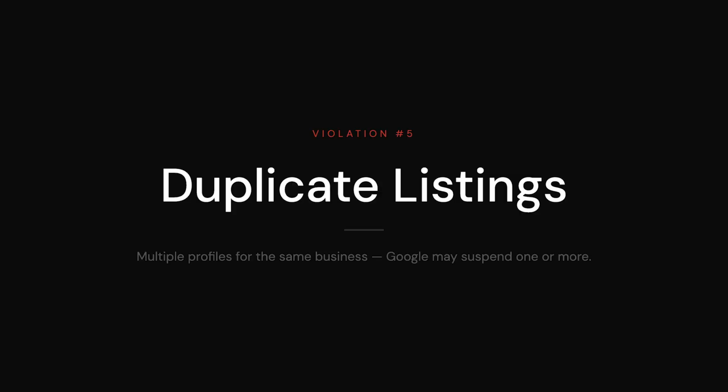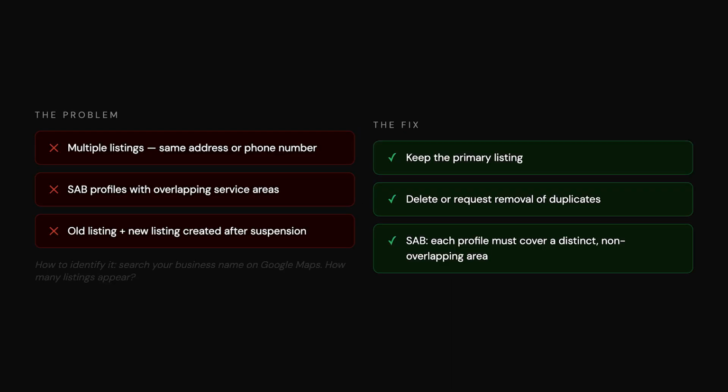The next Google business profile violation is about duplicate listings. When multiple profiles are created for the same business, Google may suspend one or more. If multiple Google business profile listings exist for the same business, same address, same phone number, overlapping service areas, Google may suspend one or more of those listings. The fix is quite simple. Search for your business name on Google Maps. If more than one listing appears for the same location or business, the duplicates need to be removed. Keep the primary listing, delete or request removal of the others.